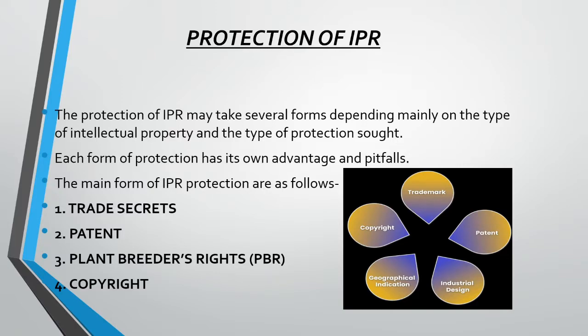Protection of IPR. The protection of IPR may take several forms depending mainly on the type of intellectual property and the type of protection sought. Each form of protection has its own advantages and disadvantages. The main forms of IPR protection are as follows: trade secret, patent, plant breeders' right, and copyright. These are the four main IPR protections which India has followed.